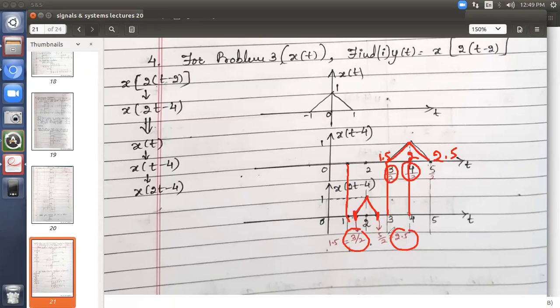The signal is a compressed version. Remember, we are not touching the vertical axis. Amplitude remains the same, only the time value is getting changed. First we shifted, then we scaled, that is the compressed version. So I hope you understood this homework problem.